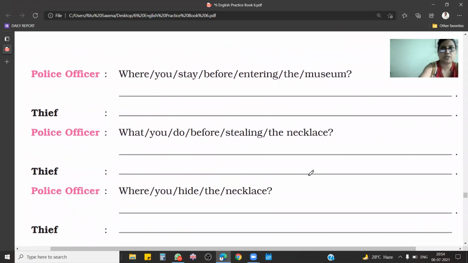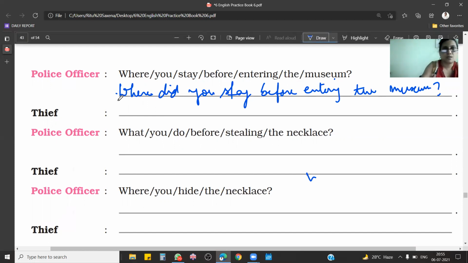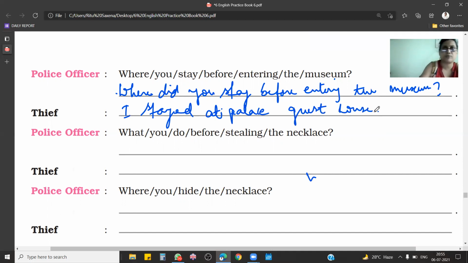Next question is, where did you stay before entering the museum? Complete the sentence as it is. Question tag. Where did you stay? I stayed. Where did he stay? He stayed, past tense, stayed at palace guest room. Guest house or guest room? Must be guest house or guest room, whatever. Full stop.